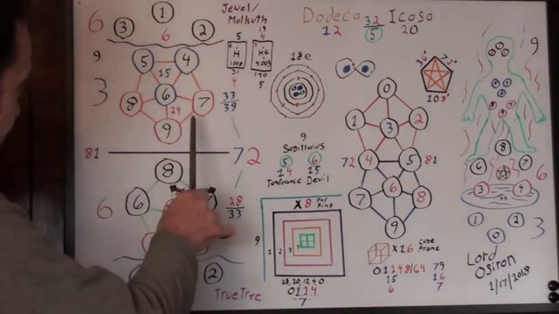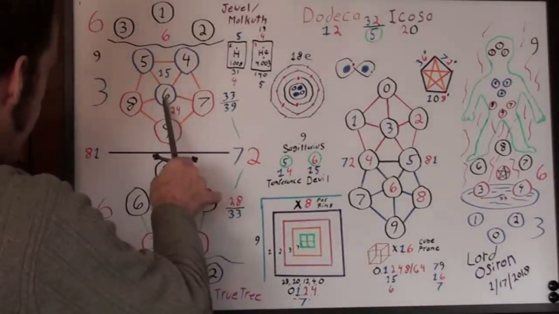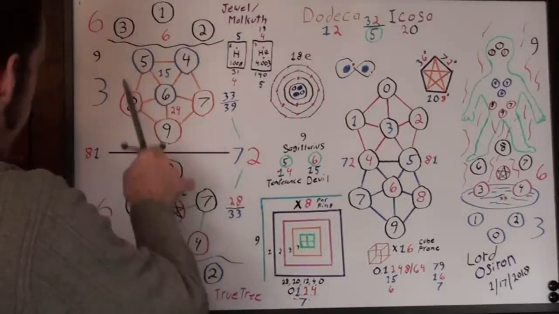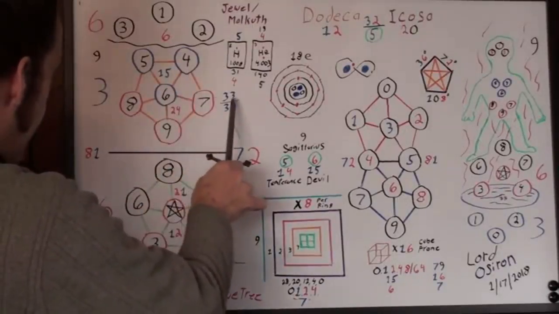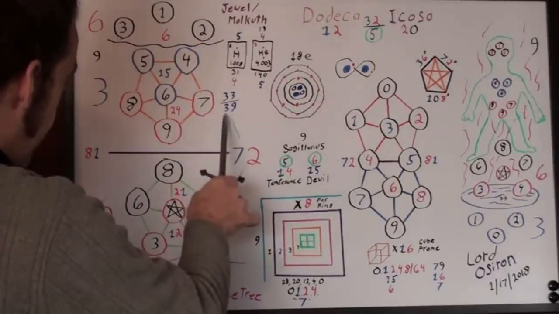Well, up here, what happens is the Sephiroth that ring 6, which is the Tiphareth of the jewel, the numbers that ring that 6 add up to 33. Okay, and then when you add that 6, it becomes 39.